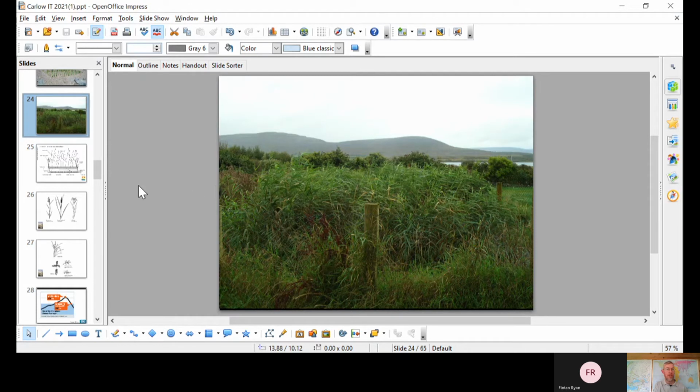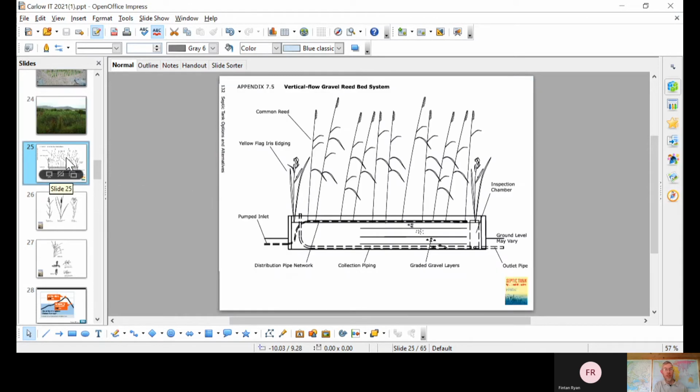That's probably 2-3 years into the system. So the vertical flow reed bed has a pumped inlet, and it spreads the effluent across the surface of the media. Now, sand is what's recommended in the EPA Code of Practice. My experience with sand is that it's actually very difficult to get the right grade of sand. I think there's one quarry in Wexford that might have it.